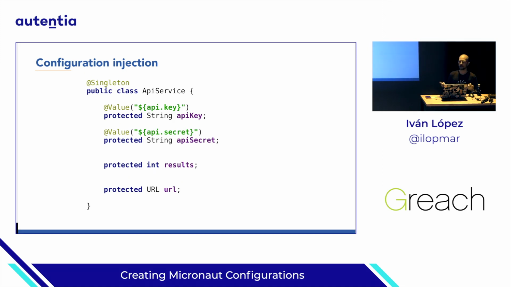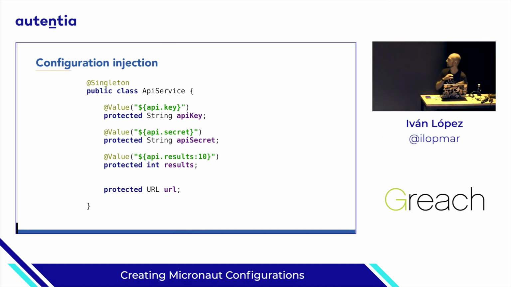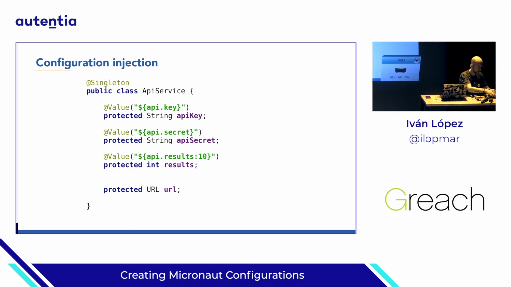And sometimes you also need to inject a value from configuration, but if the user doesn't provide that value, you need to provide a default value. Because for using this service, the user needs to provide its own API key and secret, but maybe these results, some kind of pagination results, are optional. So you can say, okay, if api.results is there, I'm going to use it, but if not, Micronaut will use 10 by default. So you can use this colon to separate the property key and the value.